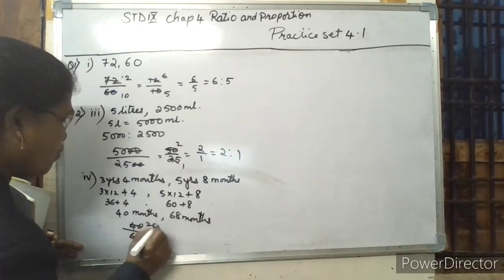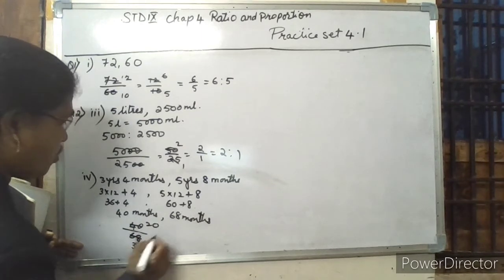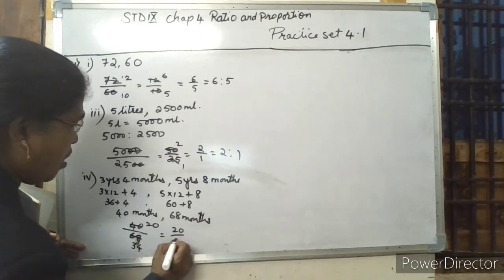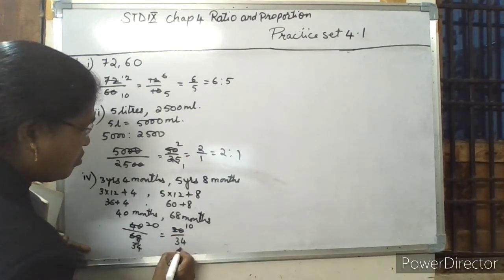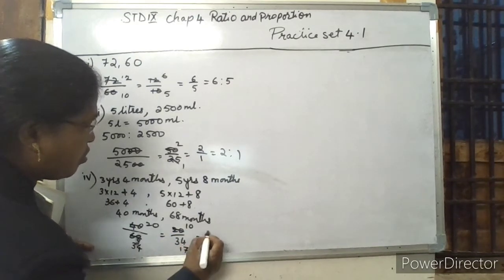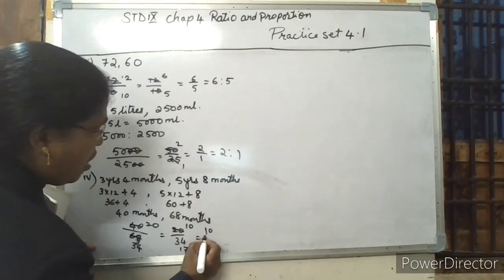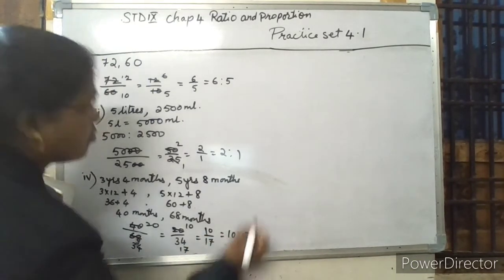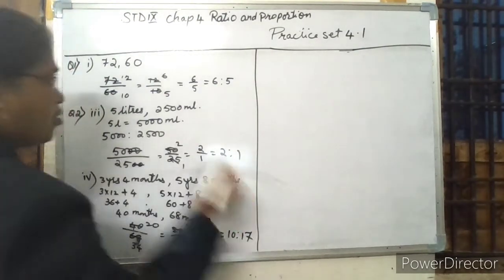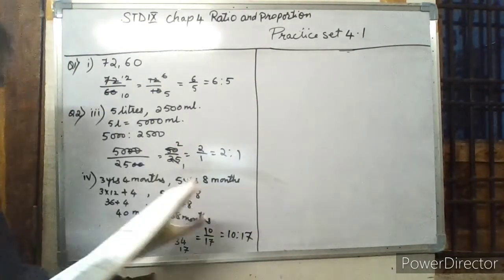Two twos are 4, 2 threes are 6, 2 fours are 8. That is equal to 20 by 34. Again 2 tens are 20, 2 ones are 2, 2 sevens are 14. So that is equal to 10 by 17, and that is equal to 10 is to 17. We got the reduced form.